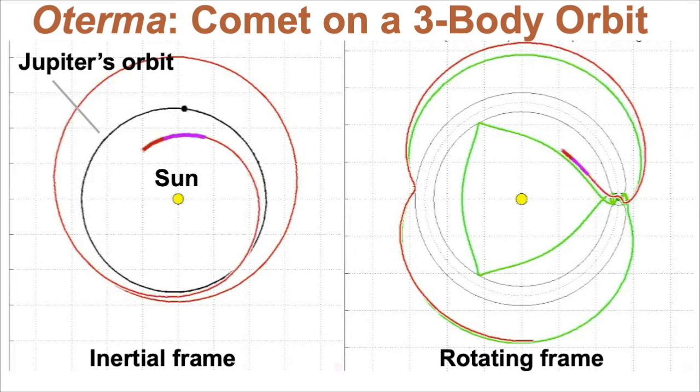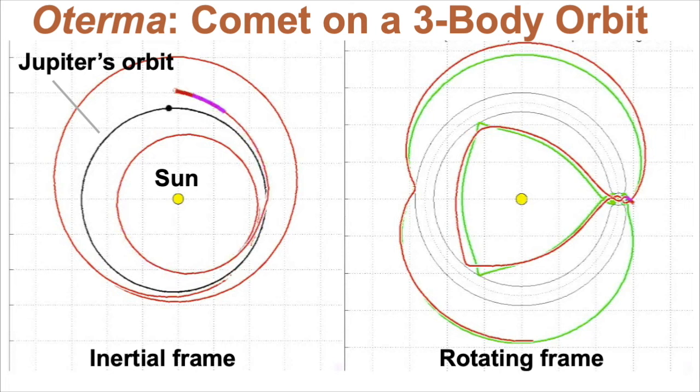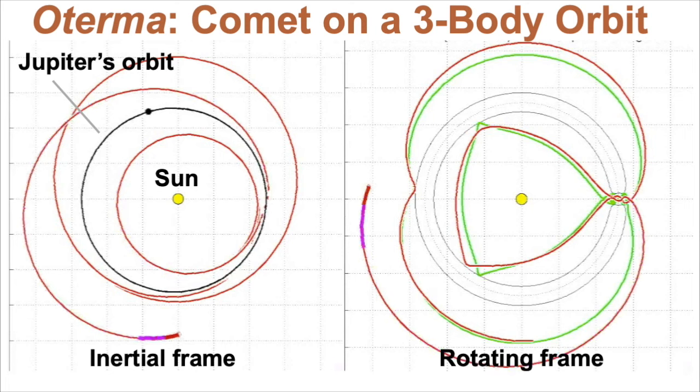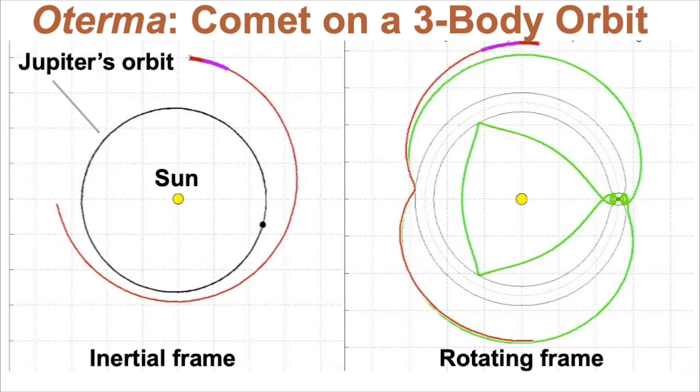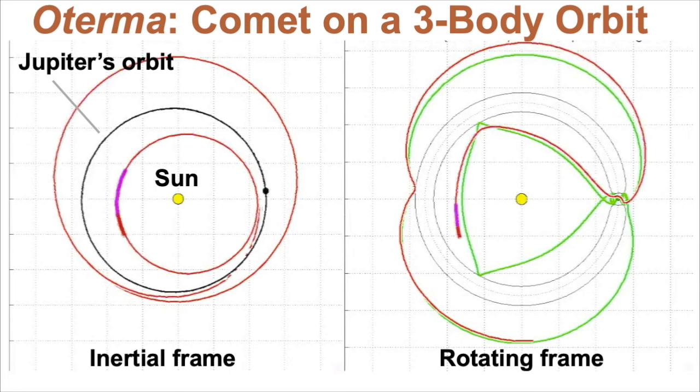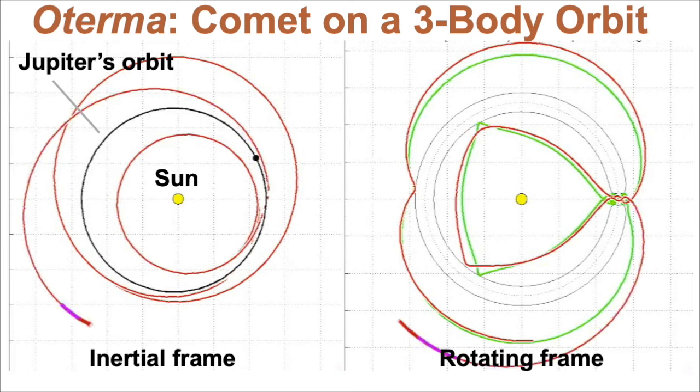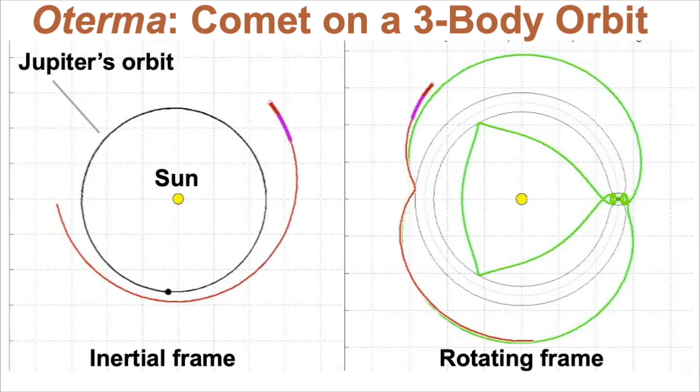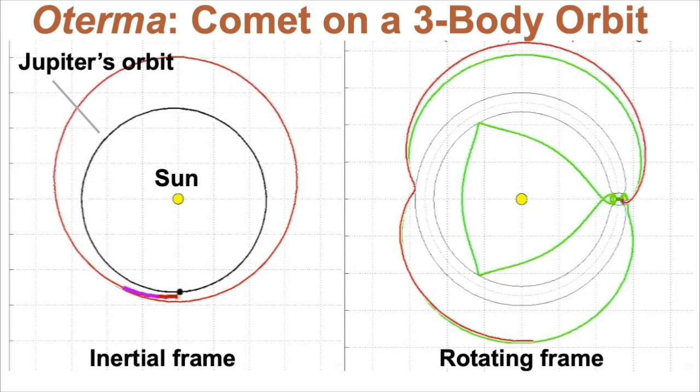This green trajectory is some kind of theoretical trajectory that the Oterma trajectory is kind of near and helps us understand this idea of resonance transition. This transitions from resonance outside of Jupiter's orbit to inside Jupiter's orbit by passing through one of these L1 and L2 bottlenecks near Jupiter.